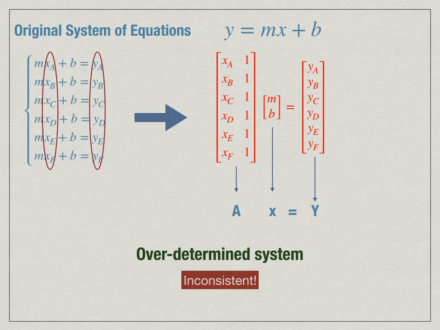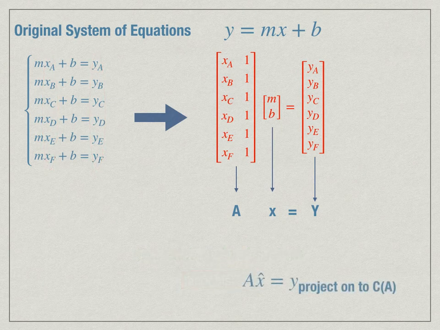The good news is, if we can find the projection of y onto the column space of A, then the new equation A x hat equals y projection will be consistent. So we have to find the projection of y onto the column space of A. Does that projection vector exist? If it exists, is it unique, or are there many of them out there?